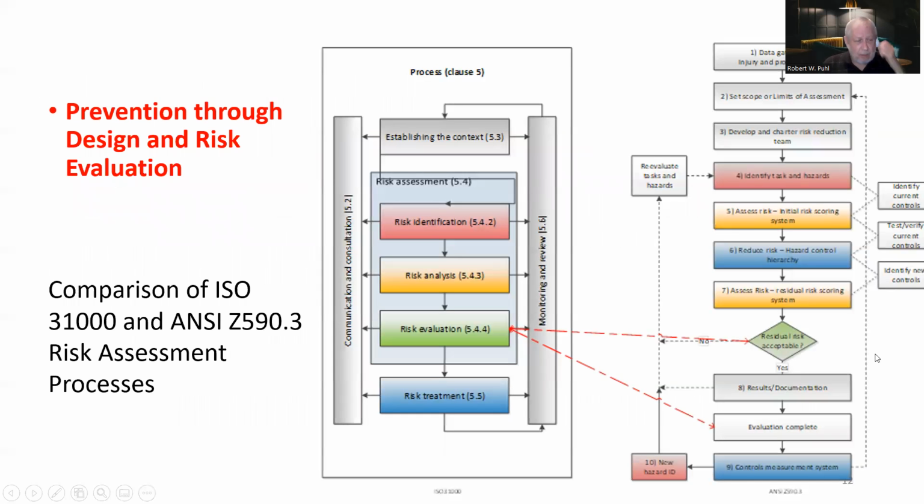So there you go. This is the ISO 31000 on the left and the ANSI on the right. And you can see the ANSI just has some more steps, but it's really not that much different. And we'll look at those 12 steps in that one too.